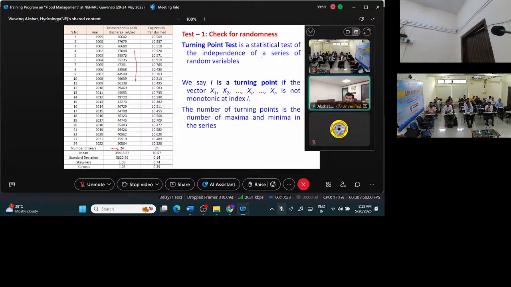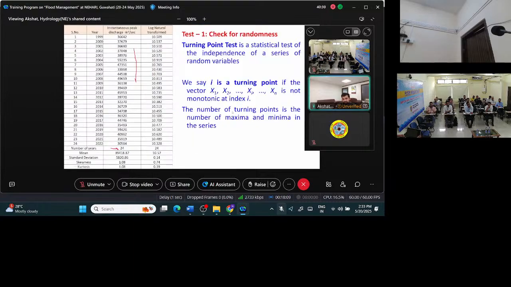So first thing is the turning point test. The turning point test is the statistical test of independence of series of random variables. So this test will give us a value which will decide if our data points are independent of one another or not. How to do it?